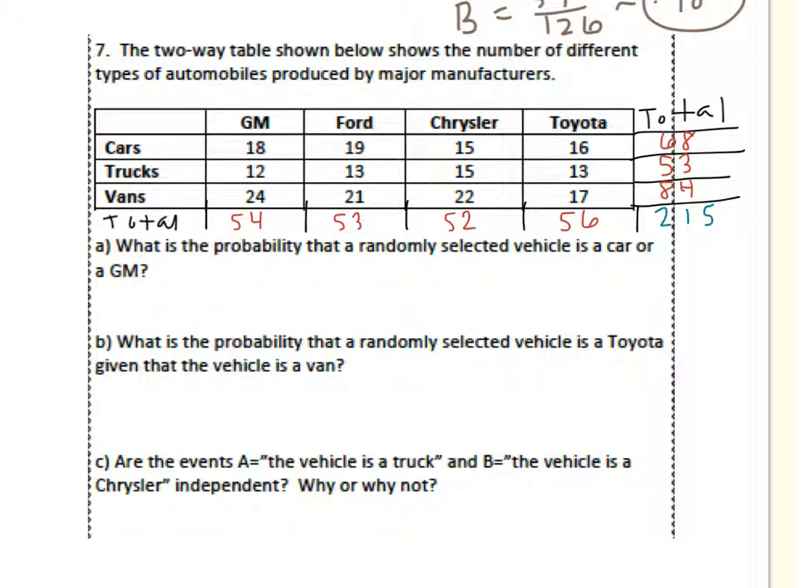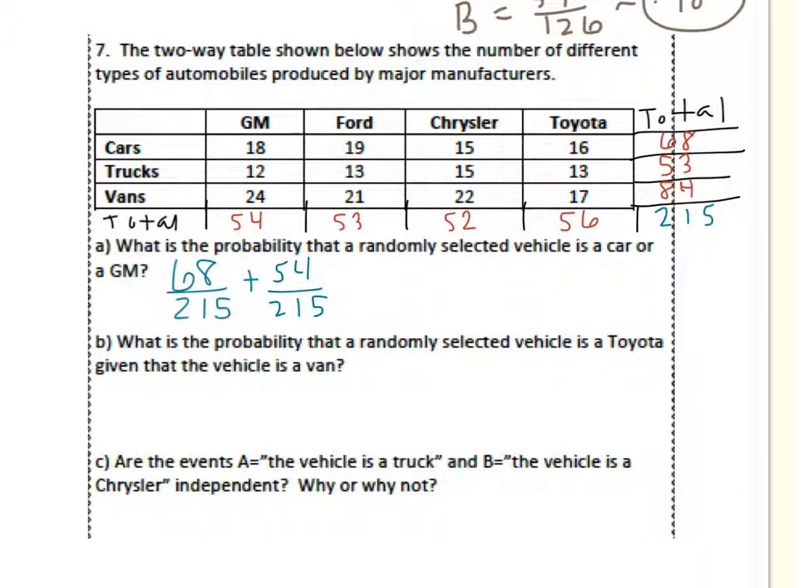So the probability that we have a car, there's 68 out of 215 total. Or a GM. Or means add. And then we have the GMs, which are down this column right here, and that is 54 out of 215.